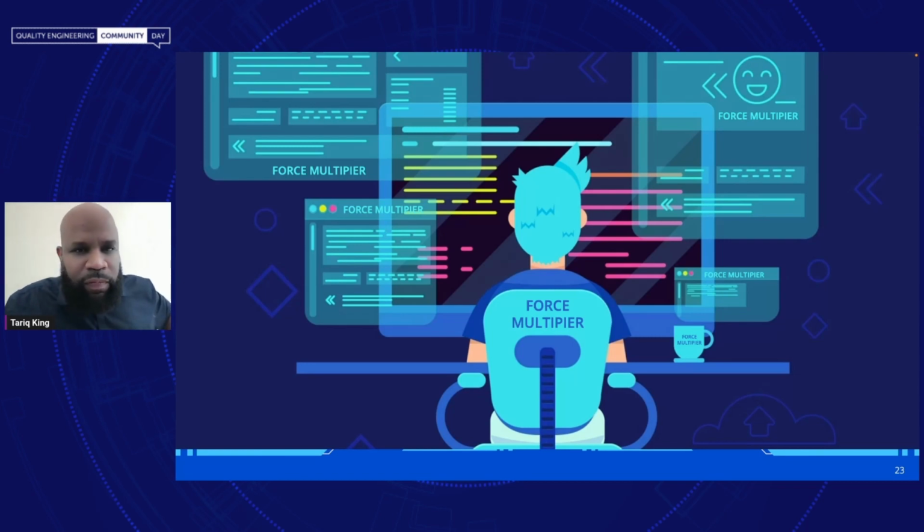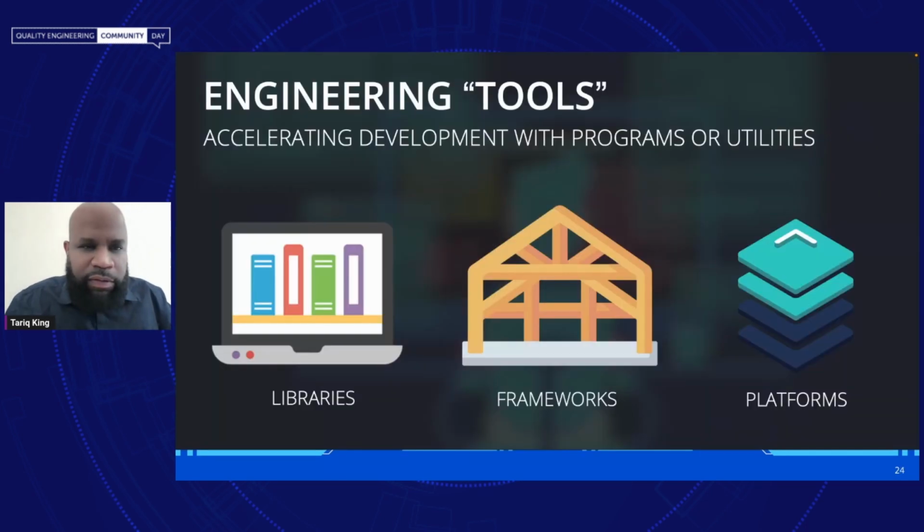So the key here is that there are many different aspects of force multipliers that we have within software engineering, and we're going to step through a few, right? The first thing to think about is that, yes, of course, we have engineering tools. We have libraries, frameworks, platforms, etc. And these are different things, even though people love to use these terms interchangeably.